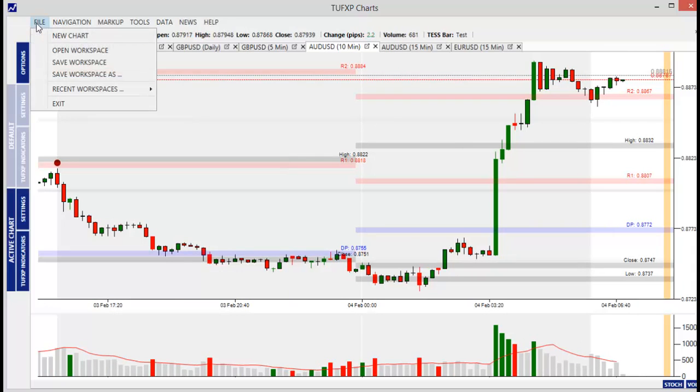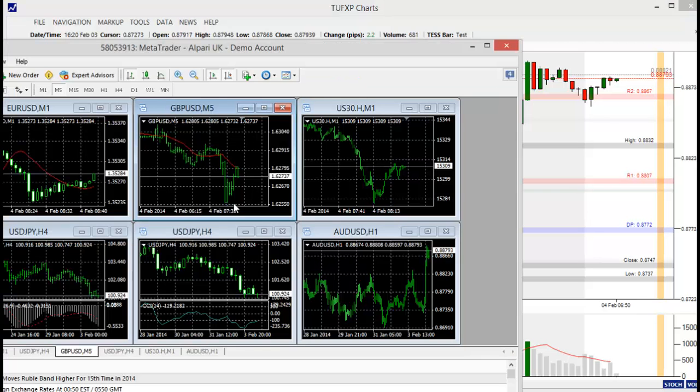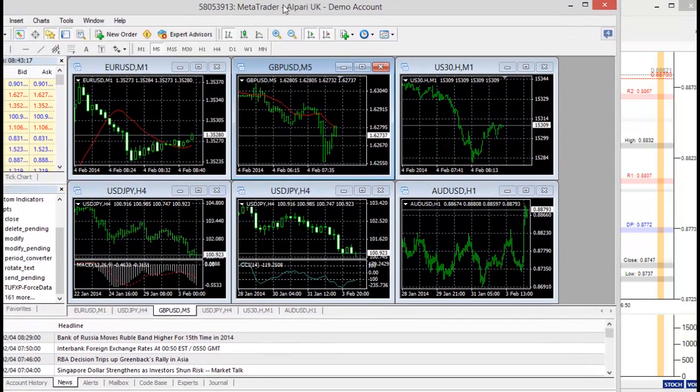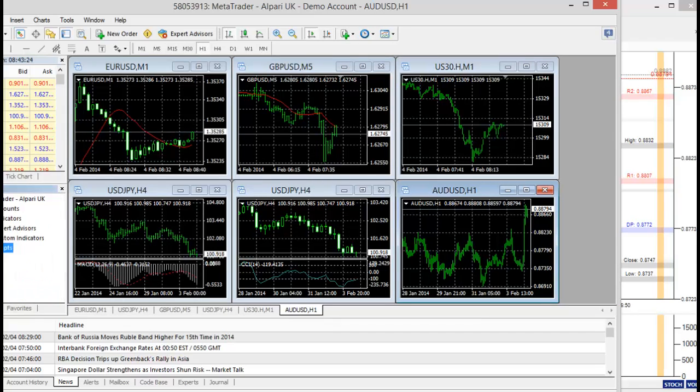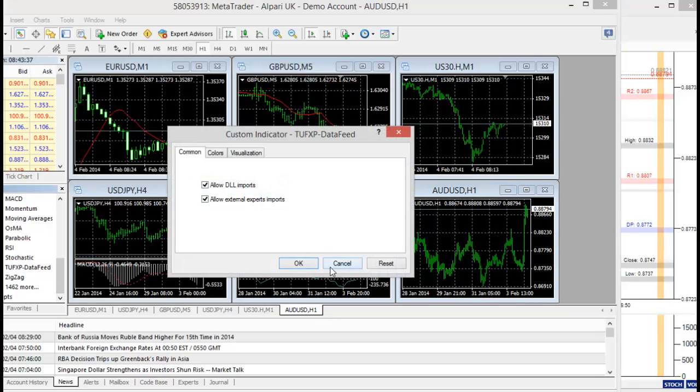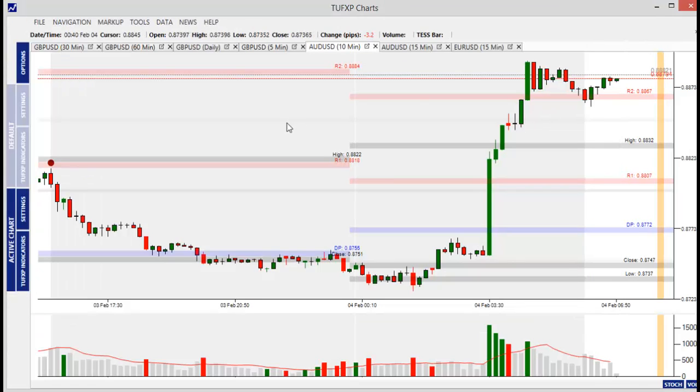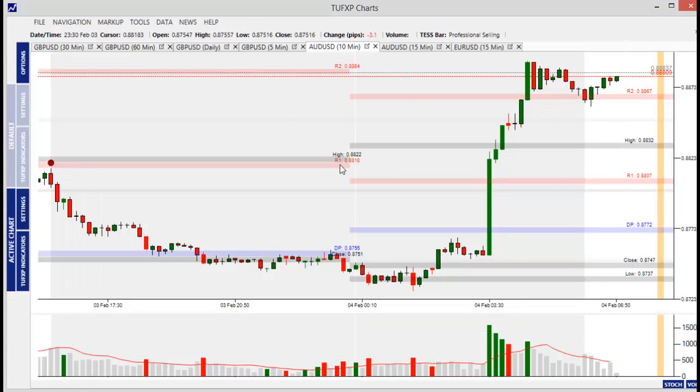To create a new chart, you've just got to make sure that you have the TUFXP. Let's just bring this in. Just make sure that you have the chart loaded with the respective currency, and make sure that you've got the TUFXP custom indicator dragged onto that price chart. So if you wanted to trade the Aus dollar, then just make sure that you've got the TUFXP indicator dragged onto the chart, and then you can actually create the price chart within the TUFXP charts. And that's the same for any other currency as well, or any other market.